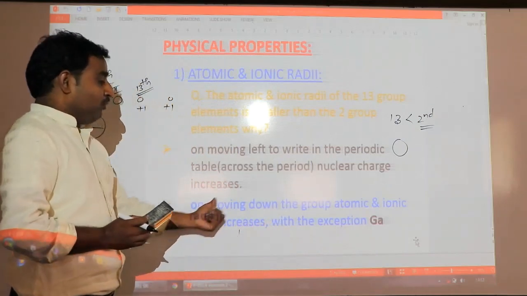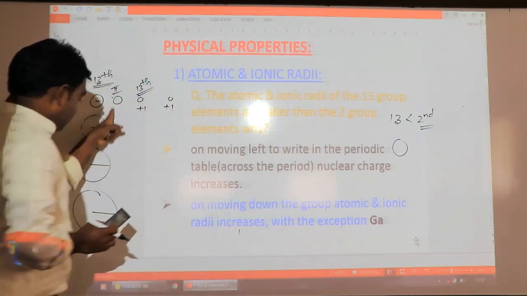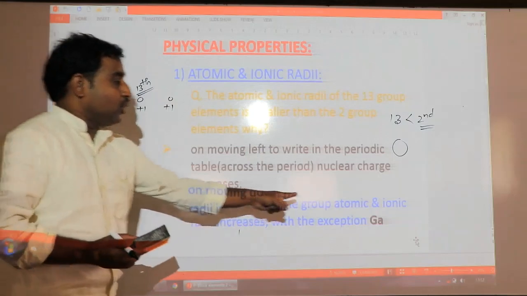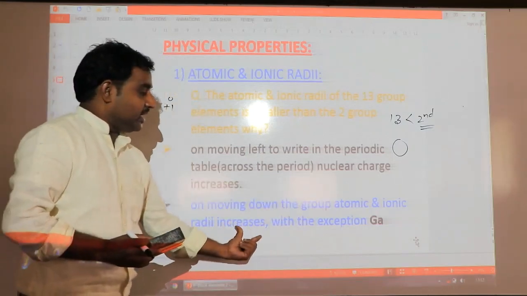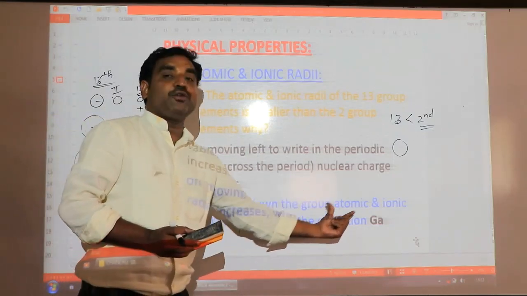And on moving down the group, the atomic and ionic radii increase with exception of gallium.